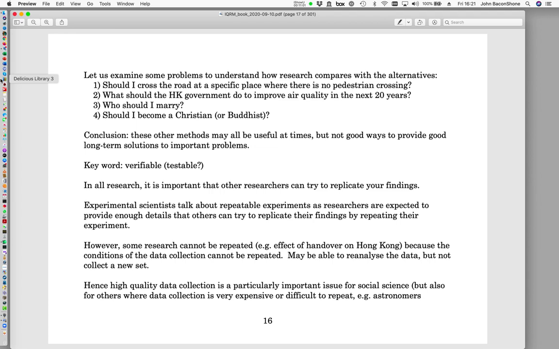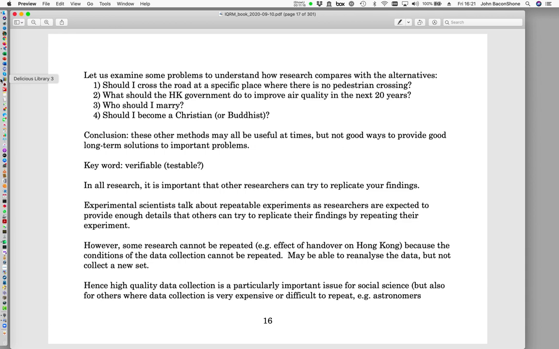And then lastly, the time horizon, right? We're talking about the next 20 years, so it doesn't matter really that much if it takes us a year to do the research, if this is going to be useful for the next 19 years after that.